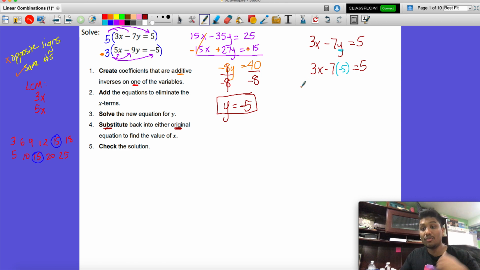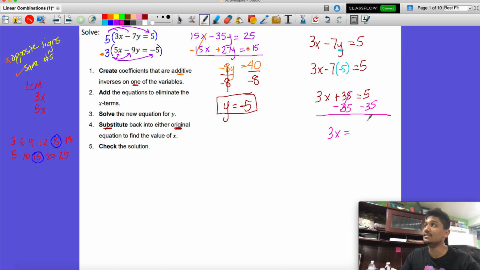And then now that we have a number there, we can solve for x. So we get 3x, negative 7 times negative 5 is 35, equals to 5. And then to solve for this, right, we're going to subtract 35 from both sides, okay, by using the inverse operation there. Then 3x comes straight down, that's this guy, equal sign, right? 5 minus 35 is, let's see, negative 30.